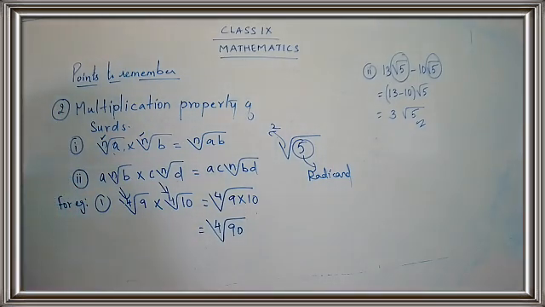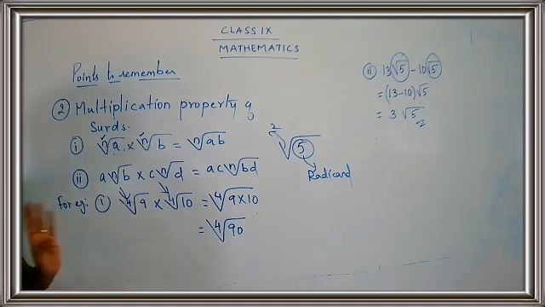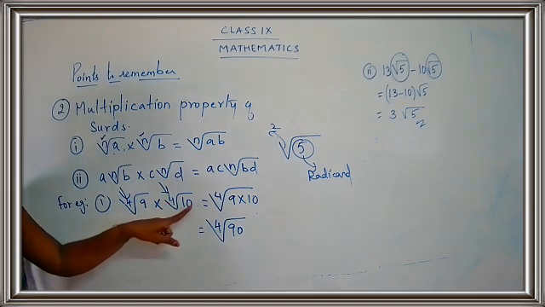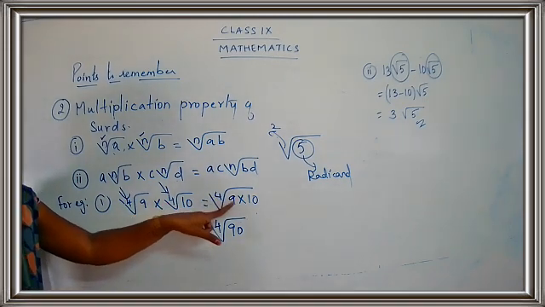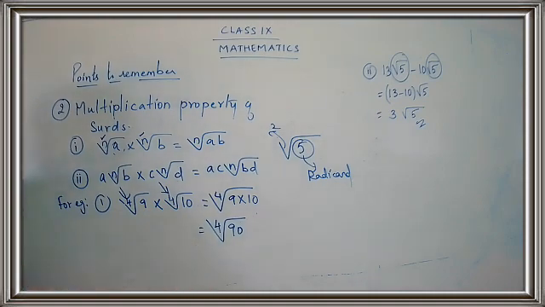Getting the point? So remember, you should have the same root. If you have the same root, you can multiply. Otherwise, you cannot multiply. So 4th root of 9 into 4th root of 10 is equal to 4th root of 9 into 10. So 4th root of 90. Are you clear? Okay, now let's consider the second case.